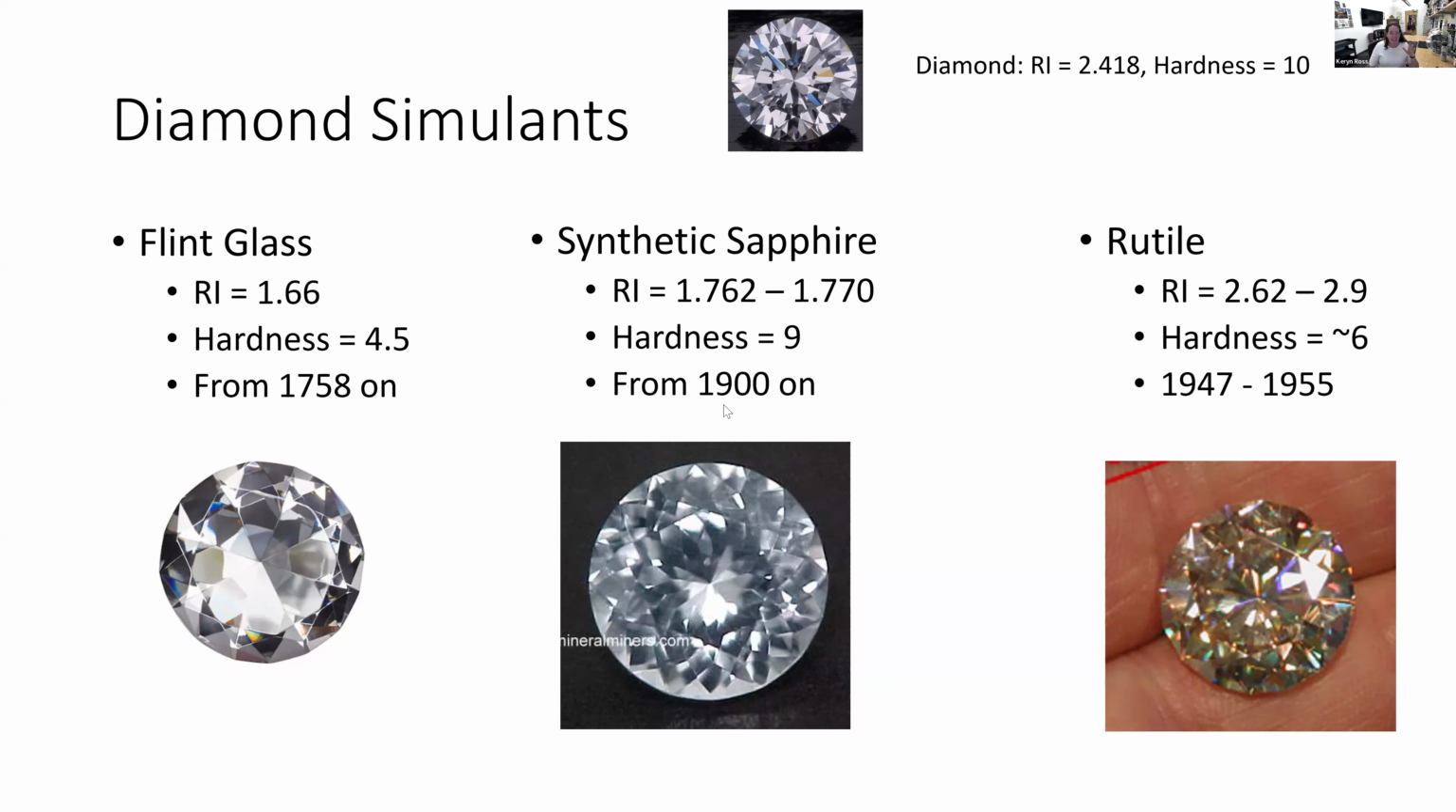Starting in about 1900, actually the late 1800s is when they figured out how to do it, but it doesn't start being commercially produced until the 1900s. We get what is known as synthetic sapphire, and that's literally sapphire that they make colorless. It is hard. It's 9 on the Mohs hardness scale, so it's nice and hard, but it just doesn't quite get up there with the index of refraction. I mean, it's better than glass, but it's okay, okay? We still use synthetic sapphire as diamond simulants.